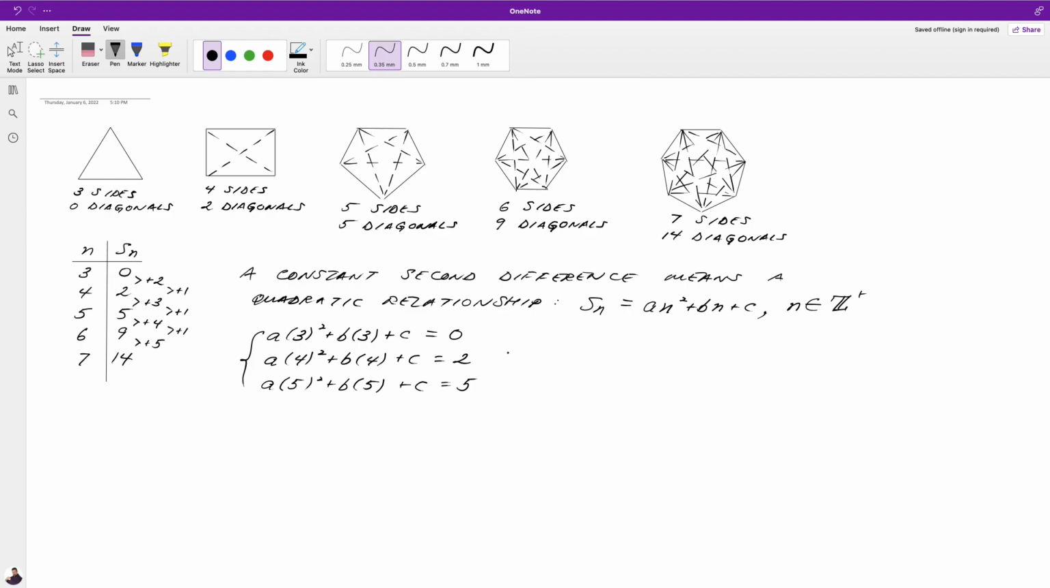Right, so let's go ahead and simplify this. It's going to give us 9a plus 3b plus c equals 0. Here we're going to have 16a plus 4b plus c is equal to 2. Here we're going to have 25a plus 5b plus c is equal to 5.